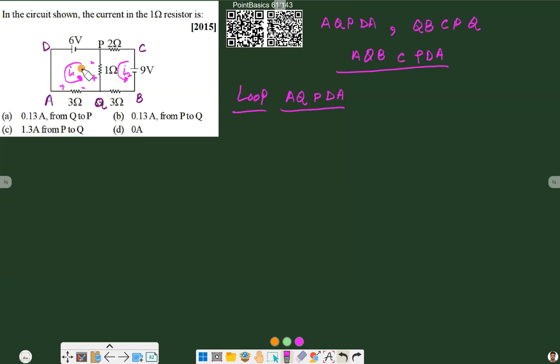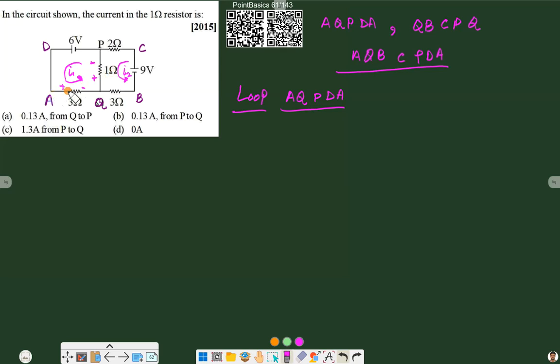So while we are considering loop AQPDA, in this loop we will assume that I1 is greater. For the second loop, when we do the calculation, we will assume that I2 is greater. So net current in this 1 ohm resistance connected between P and Q will be flowing from bottom to top. If net current is flowing from Q to P, this point will be positive and this point will be negative. So let's start from the point A.